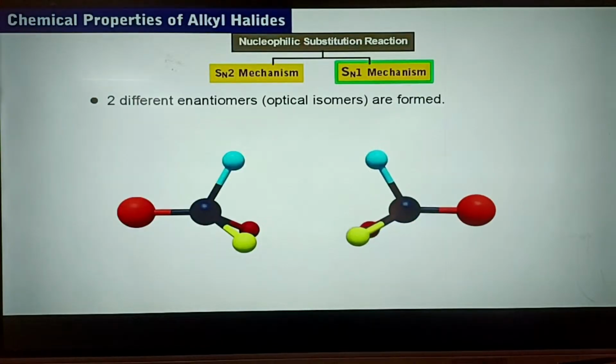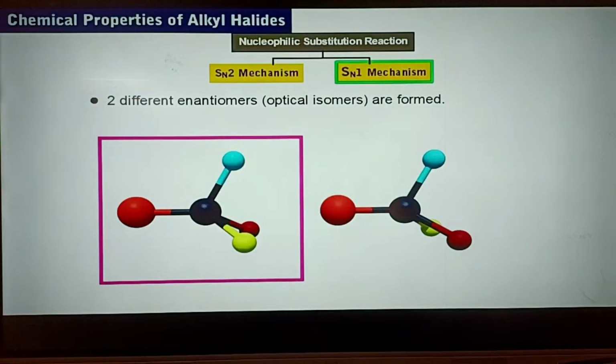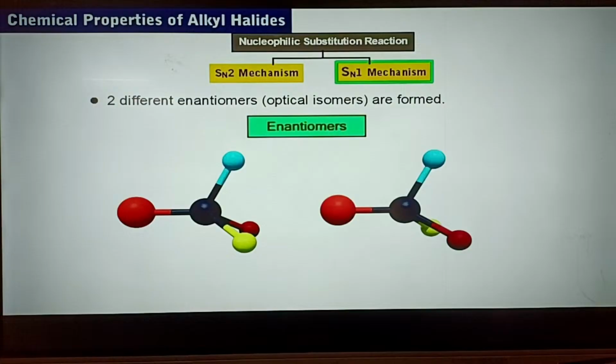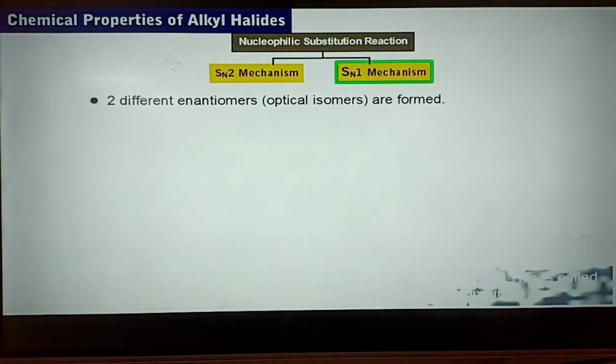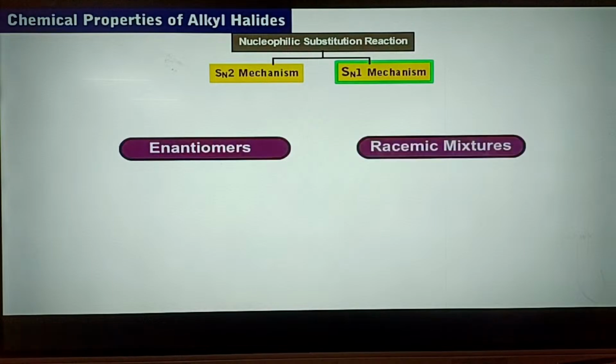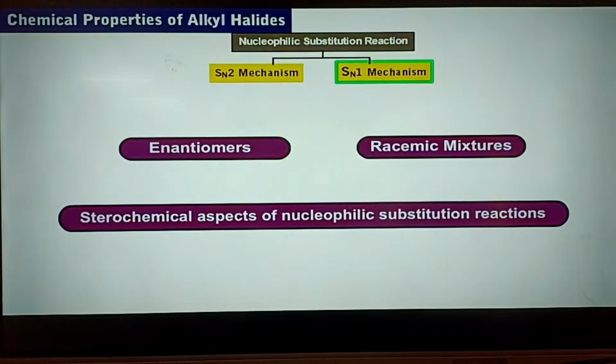Even if we rotate the right-hand molecule around the bond between the black and blue atoms, it still doesn't match the left-hand molecule. We call these enantiomers. In the SN1 mechanism, both enantiomers are equally likely to form. This is called racemization, and such 50-50 mixtures are called racemic mixtures. You will learn more about terms such as enantiomers and racemic mixtures, as well as about the stereochemical aspects of nucleophilic substitution reactions in the next module.